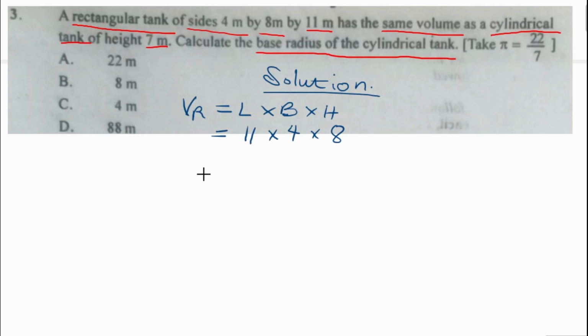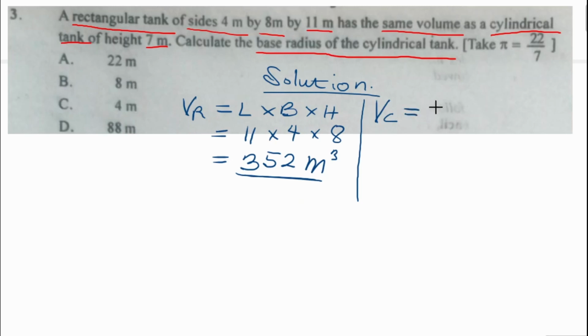And when we multiply all three of them, we should have 352 cubic meters. Remember, it is volume, and volume is in cubic units. Then we take that of the cylindrical tank, and again, that will be the volume of a cylinder. Let me call that V subscript C to show the volume of a cylinder. And the formula for the volume of a cylinder is the base area, which is a circle, so pi r squared times height, h.